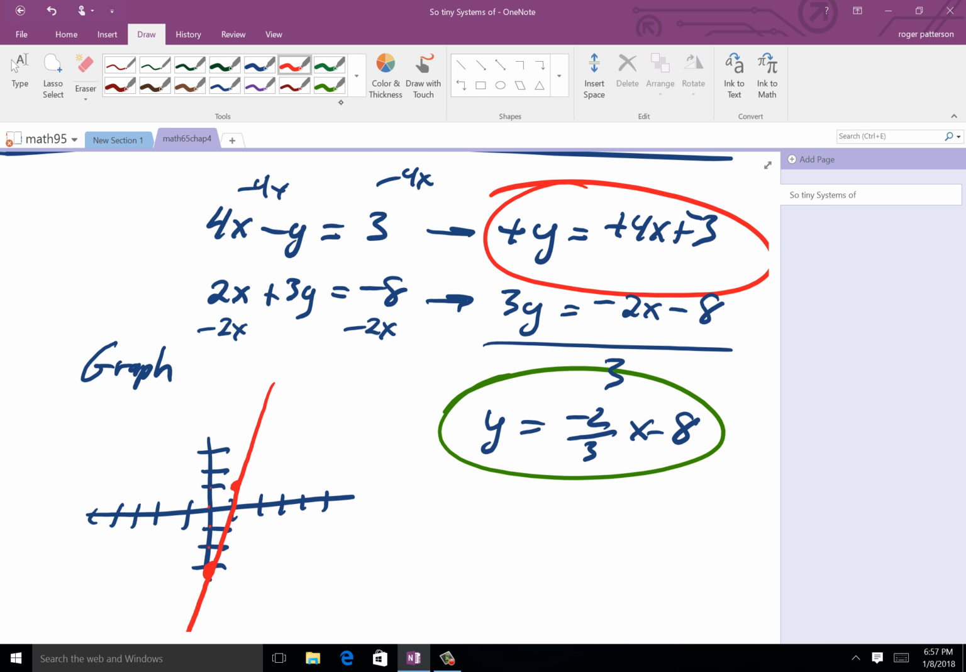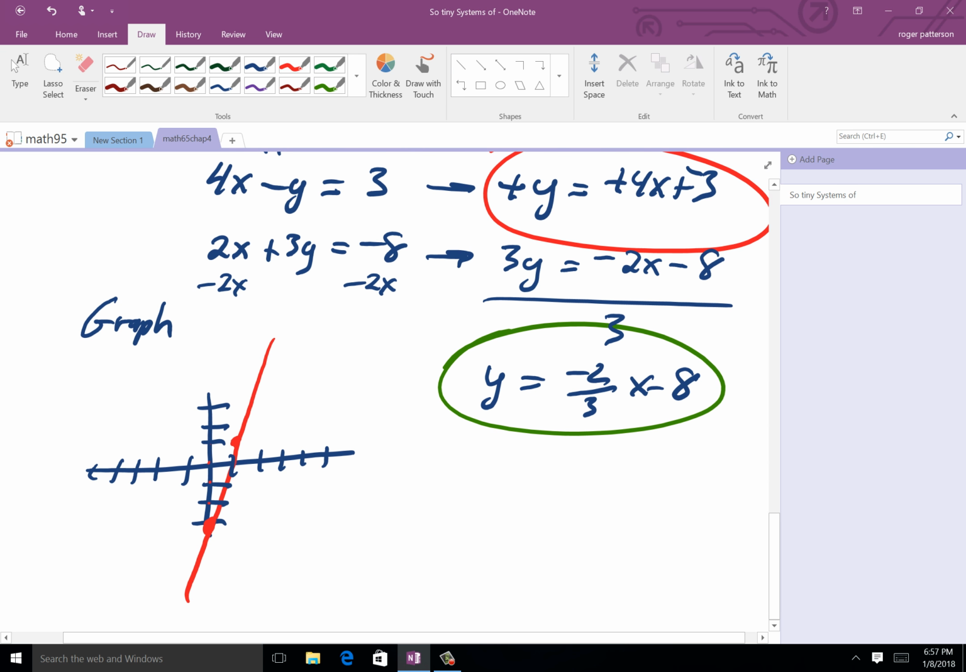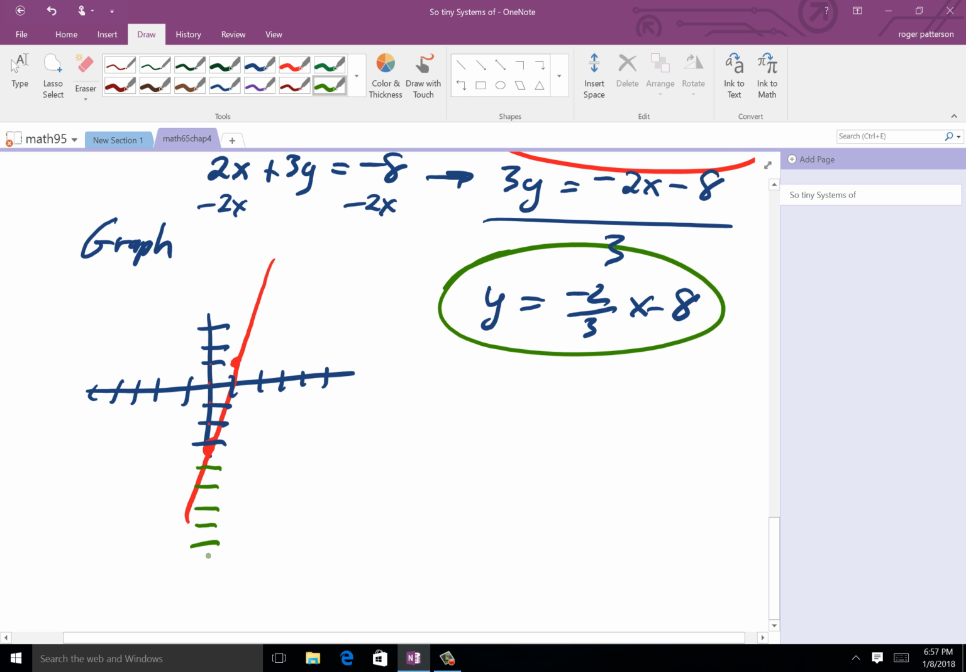Okay, the green guy here. I'm going to start at negative 8. Oh my goodness, way down here. 4, 5, 6, 7, 8. Got to go down 2. I'm still going down. Down 2 over 3, like this. Where's my negative 8? 1, 2, 3, 4, 5, 6, 7, 8. There it is. There's my line.